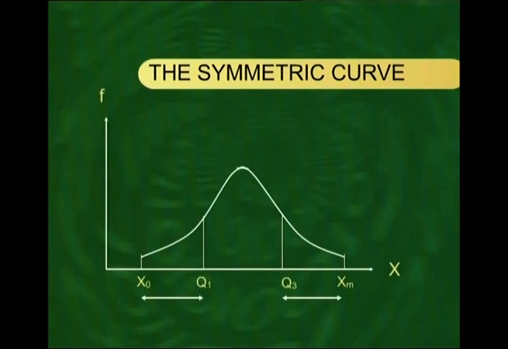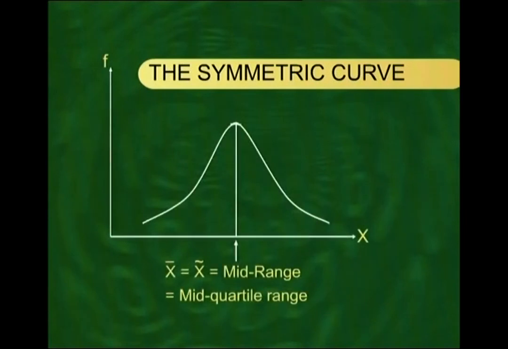Secondly, the distance from X0 to Q1 would be exactly equal to the distance from Q3 to Xm. As you now see on the screen, the distances on the right side and the left side are exactly the same. And the third point to note is that in the case of an absolutely symmetric distribution, the median, the mid-quartile range, and the mid-range, they are all equal to each other and also exactly equal to the arithmetic mean, as you now see on the screen.